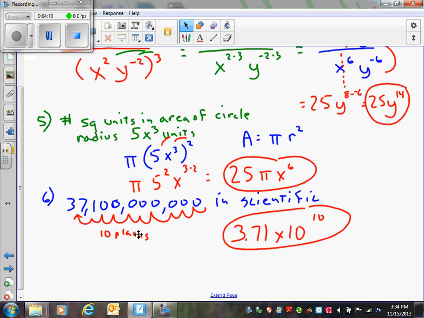Number 6 is a nice, easy problem. They give you a number in standard notation, and we want you to put it in scientific notation. Scientific notation, you're only going to have 1 digit left of the decimal. So you bring the decimal here between the 3 and the 7. So I got 3.71, and I moved it 1, 2, 3, 4, 5, 6, 7, 8, 9, 10 places. So 3.71 times 10 to the 10th.